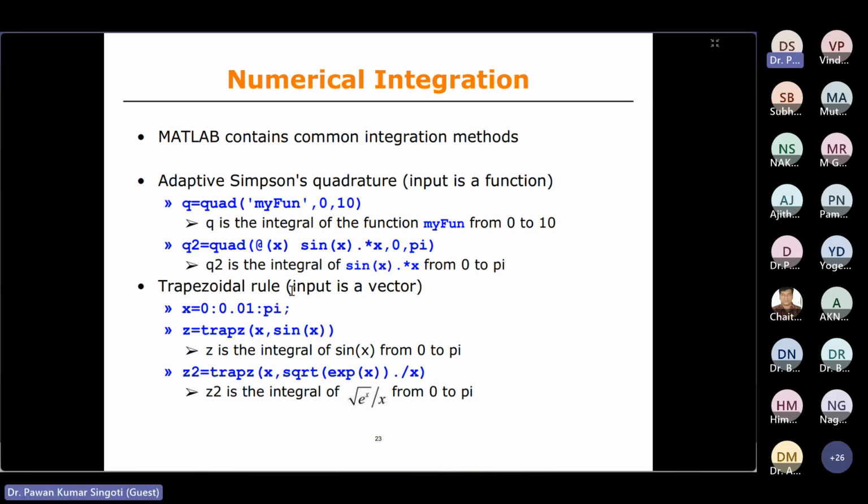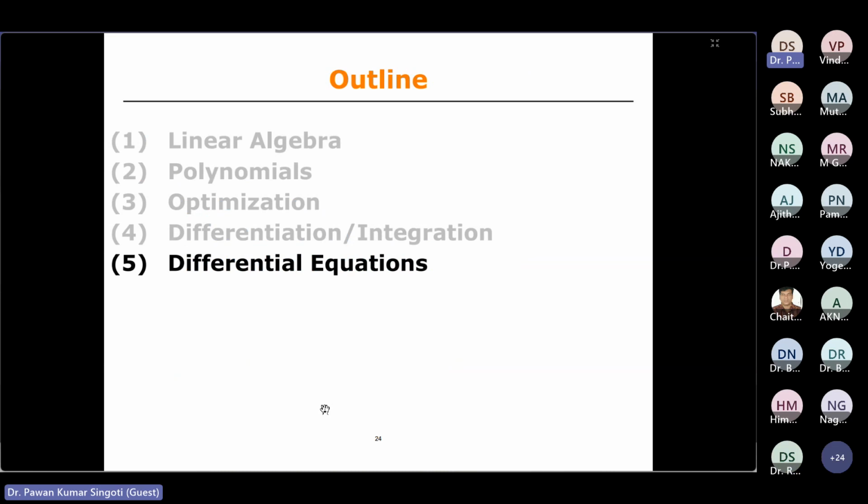Now you are using the trapezoid rule with a vector as input. For any function, z equal to 0 to pi with an increment of 0.01. How will we write it? trapezoid x comma sin x. Here x and sin x are both functions of x. So z is the integral of sin x from 0 to 5. This is for the square root of e to the power x upon x: z2 will be the integral of e to the power x upon under root e to the power x upon x from 0 to 5. So these are some predefined functions used for numerical integration.